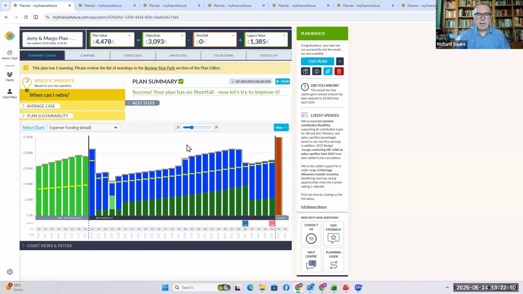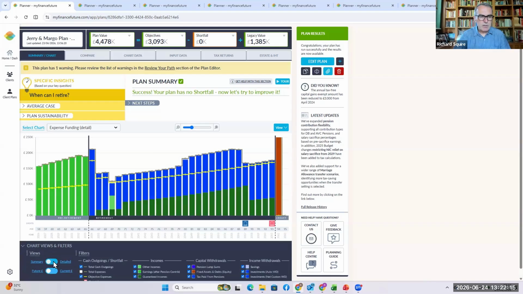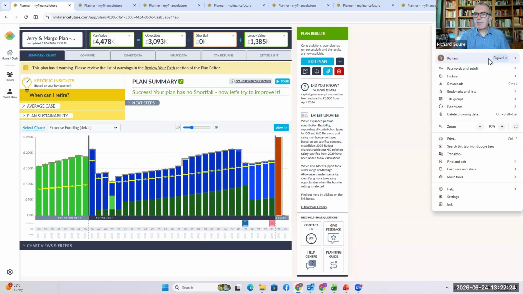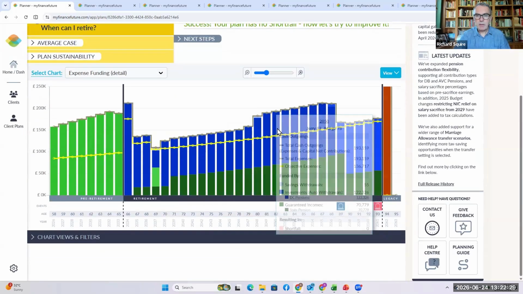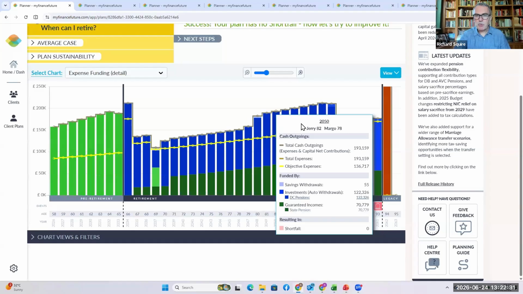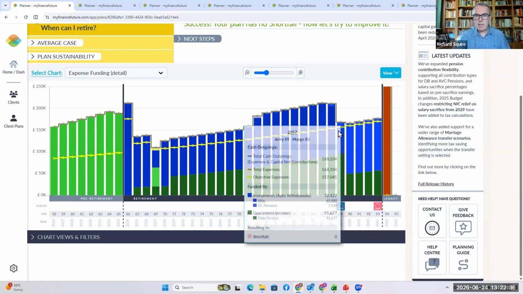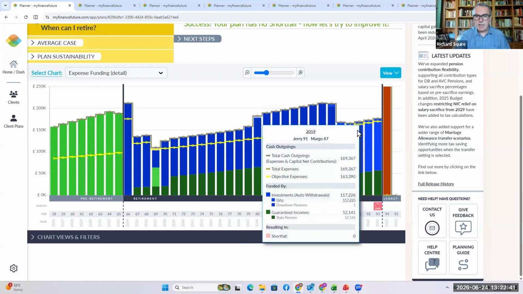So if you look in the detail here, let's bring the detail up. You'll see that the pensions are being withdrawn here. I might just enlarge that a little bit so you can see it more easily. The pensions are being withdrawn in this period, and we're starting to draw on ISAs, and in this period at the end, ISAs are being used to fund the retirement spending.